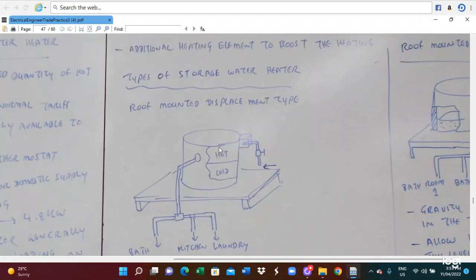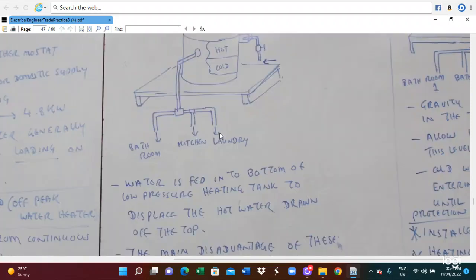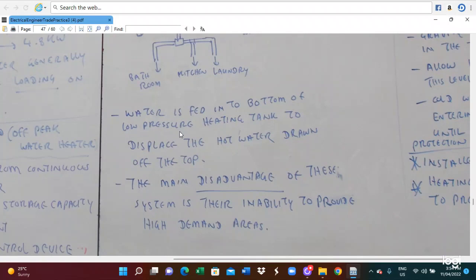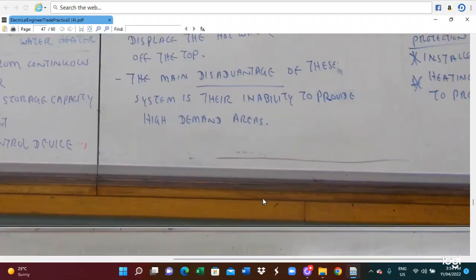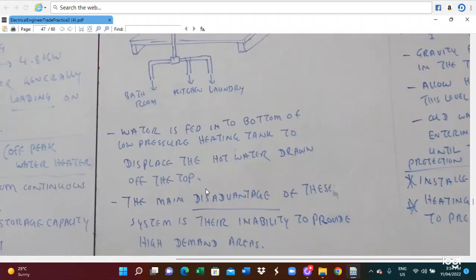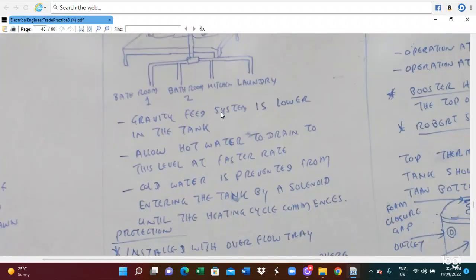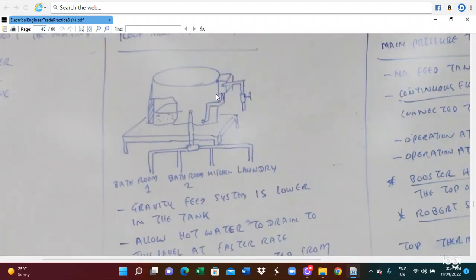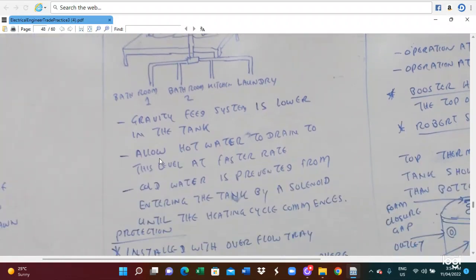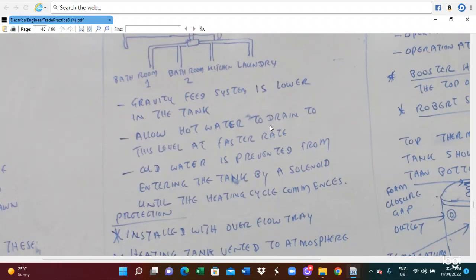And this is the roof mounted displacement water heater. Water is fed into the bottom of the low pressure heating tank to displace the hot water drawn from the top. The main disadvantage of this system is its inability to produce a high demand flow. So this is a roof mounted water heater system. In this case, this is the roof mounted tank, and this will supply the bathroom, kitchen, laundry, where water can be taken out. So the gravity feed system is lower in the tank, allowing the hot water to drain from the tank at a faster rate.